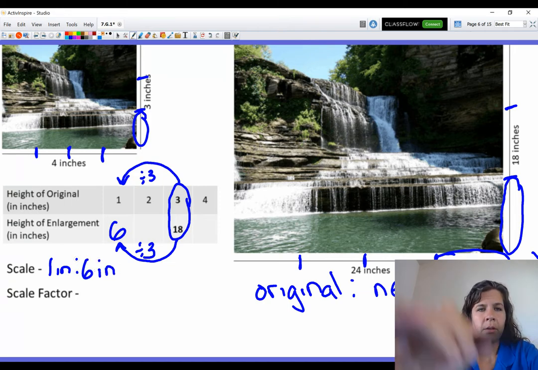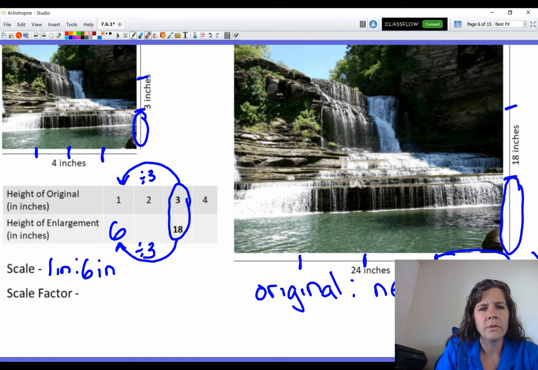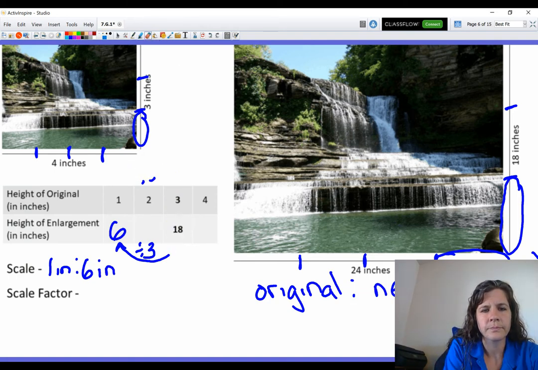All right, let's get rid of some of this extra stuff right here.